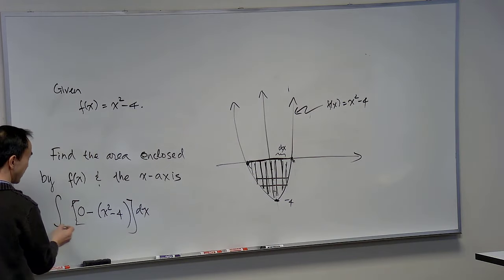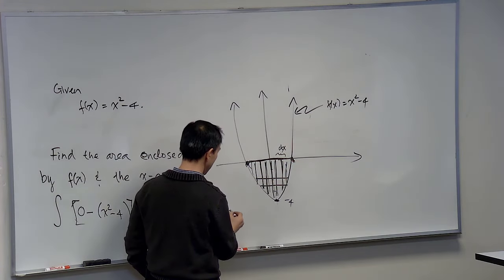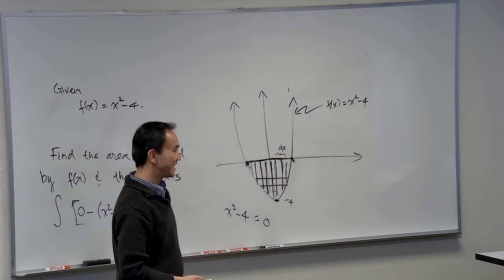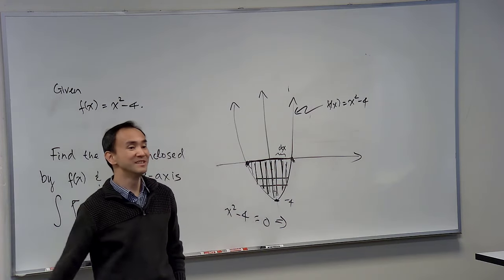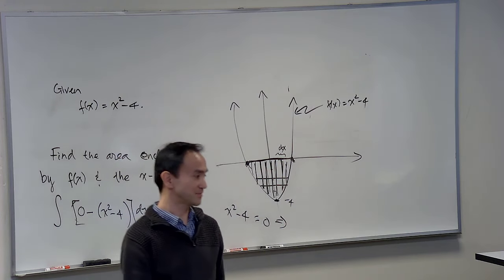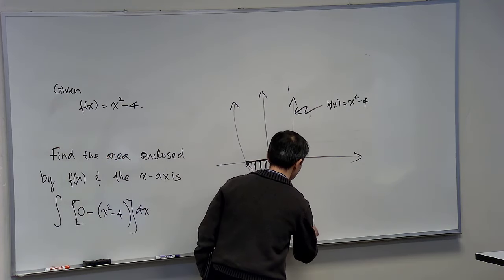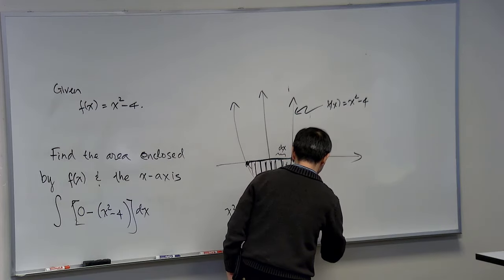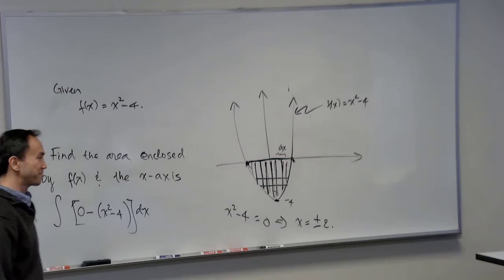And then we need to find the two limit points again. We set x squared minus 4 equal to 0, and that is easily solved. This one is a lot simpler than the one I brought up earlier, in terms of the equation we solved for x. So it gives me x equals plus or minus 2.